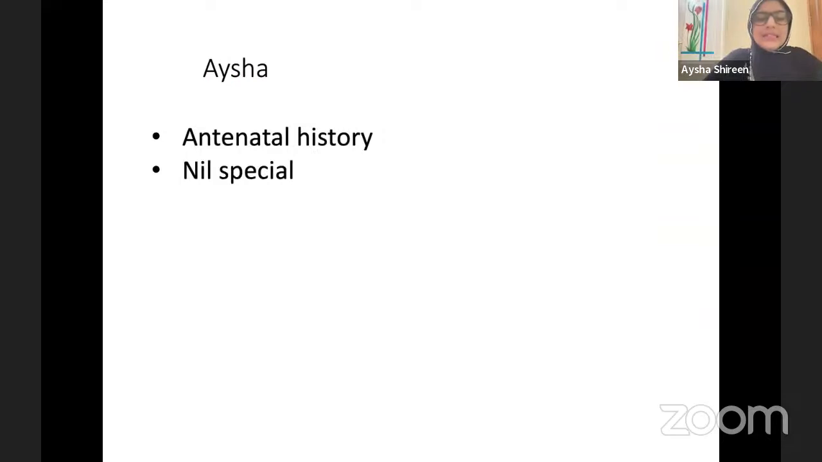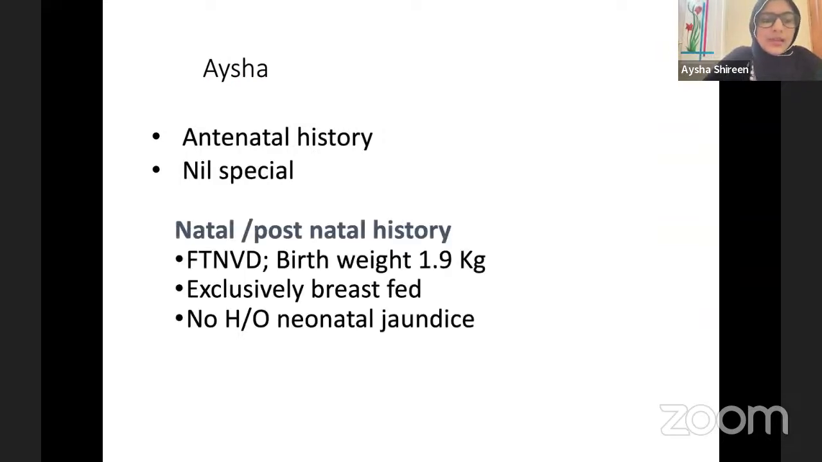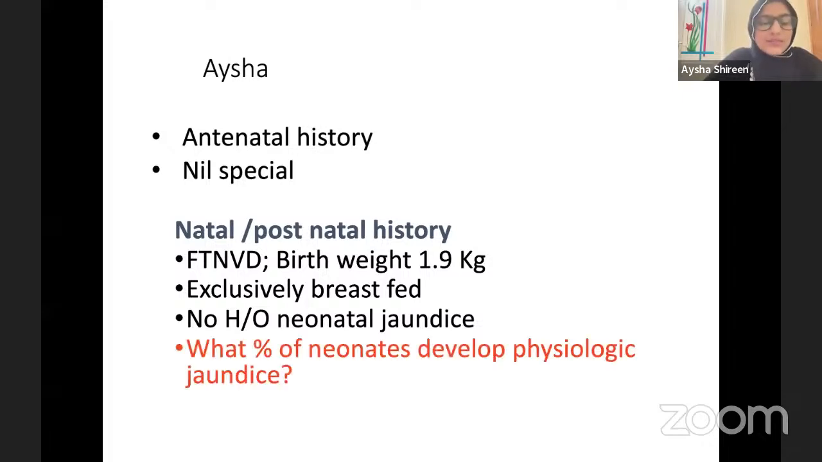Now coming to the antenatal history, it is uneventful. Natal history, full term normal vaginal delivery with a birth weight of 1.9 kilogram, exclusively breastfed, no history of any neonatal jaundice.